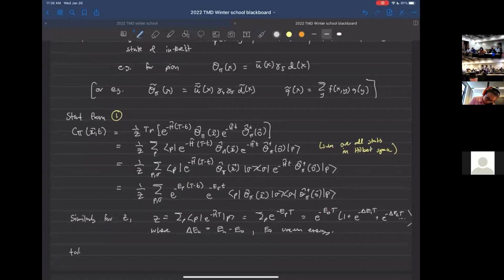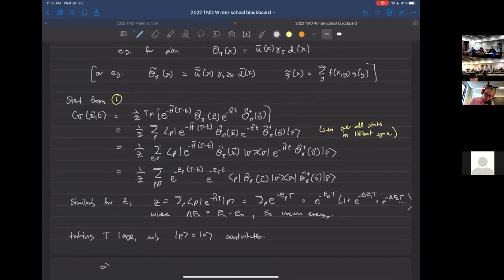So taking T large, only ρ equals 0 contributes, or you could say it's the dominant contribution. And so what this looks like is this.